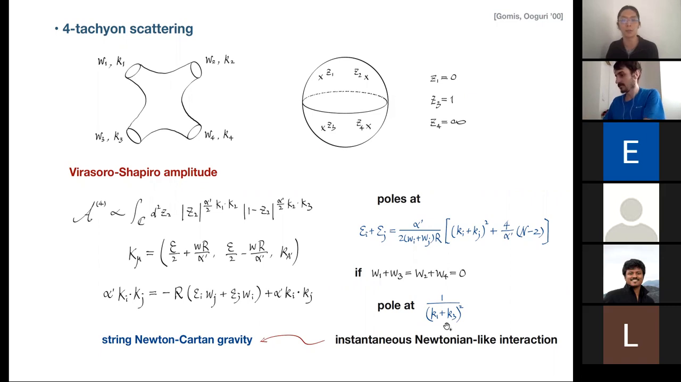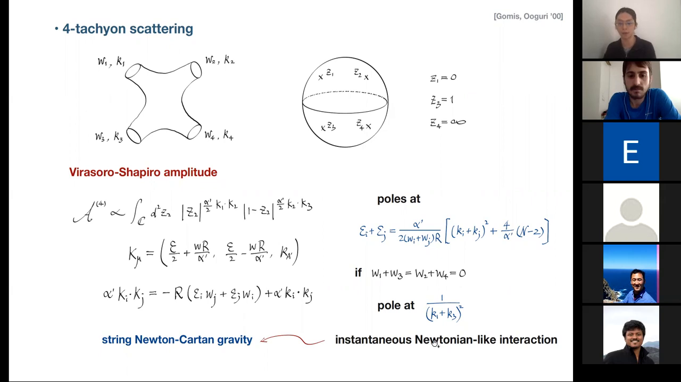So k is only the transverse momentum. And this type of pole basically represents an intermediate state that you cannot put on shell. But instead, this type of intermediate state mediates some instantaneous Newtonian-like interaction. And if you study the effective action of the effective field theory given rise to by these vertex operators without winding number, in the zero winding sector, that will give rise to what we call string Newton-Cartan gravity.